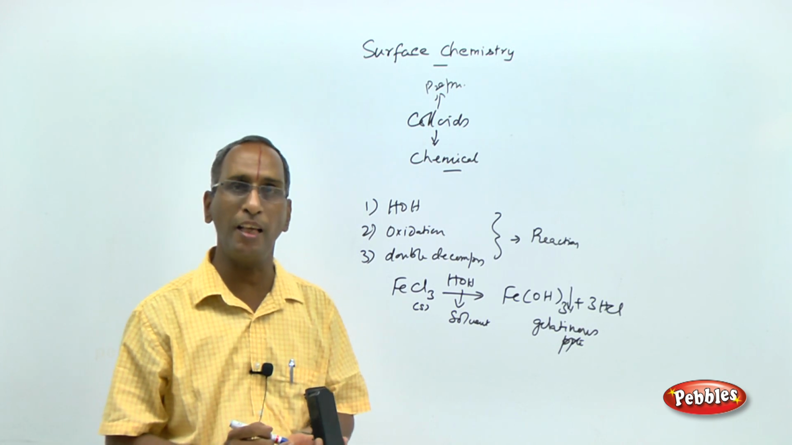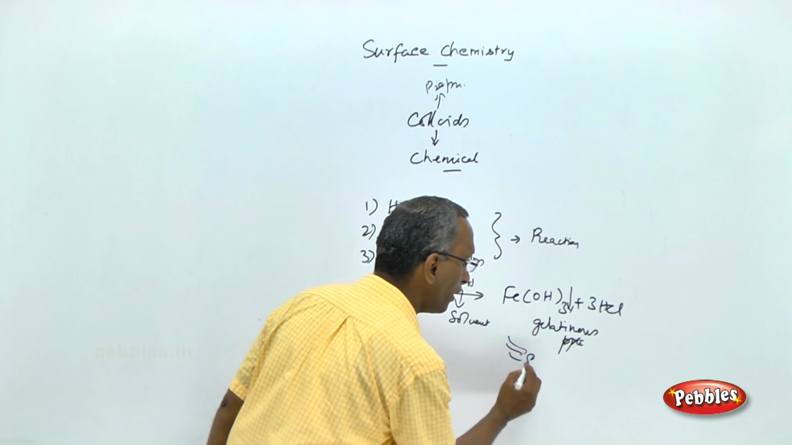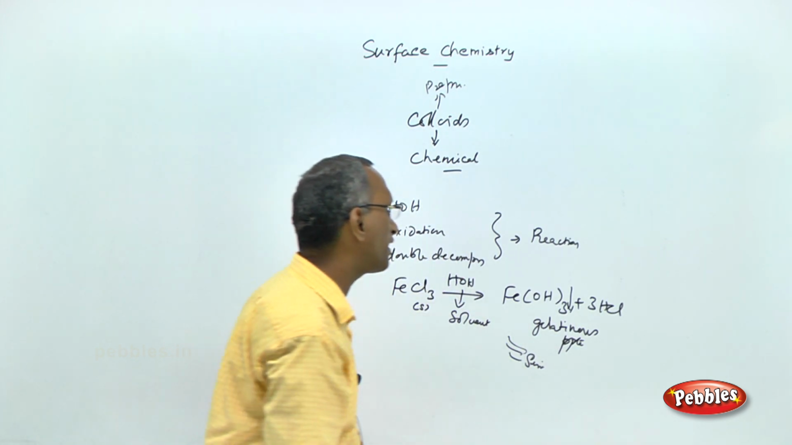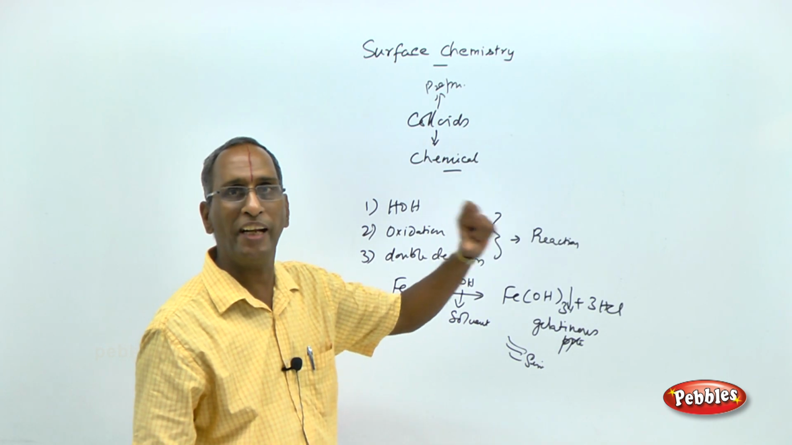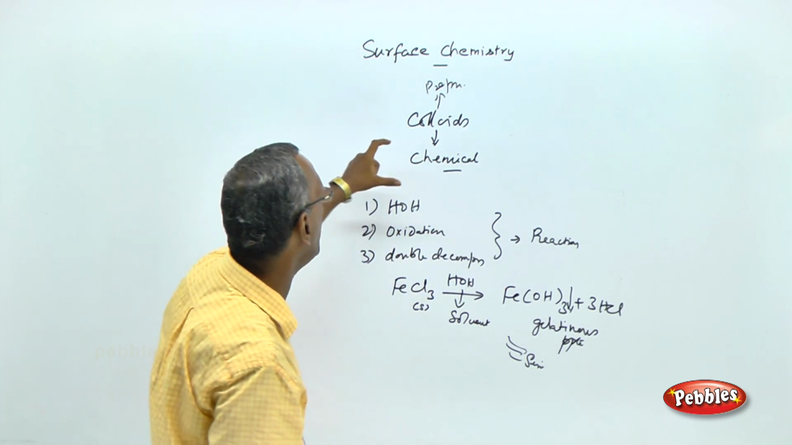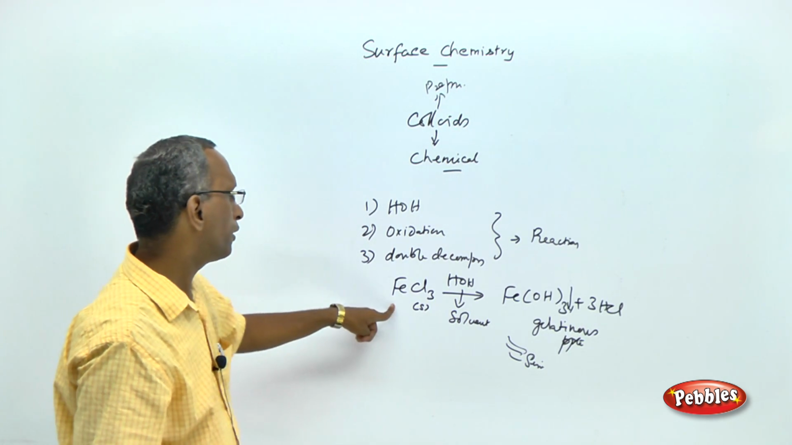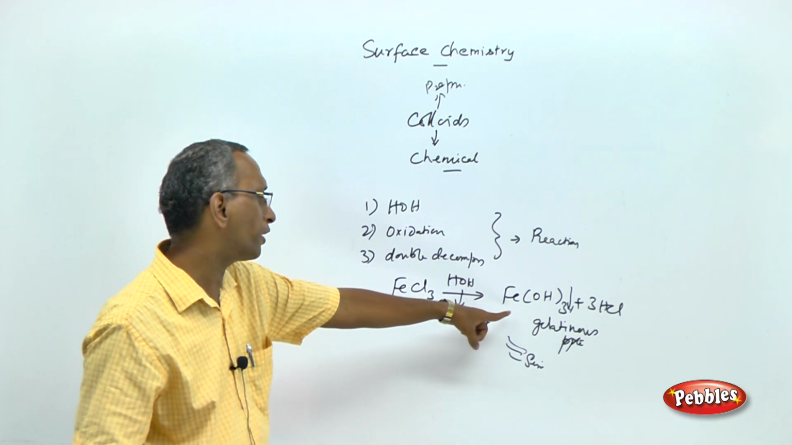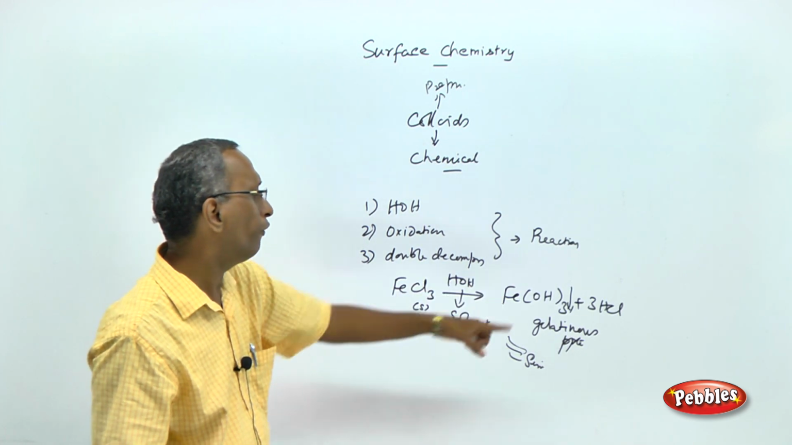Gelatinous means like a gel: fibrous structures or semi-solid structures. They are not strictly solid, neither solid nor liquid. They assume an intermediate state between solid and liquid. That is the state of colloids. So salts such as ferric chloride can be converted to ferric hydroxide.